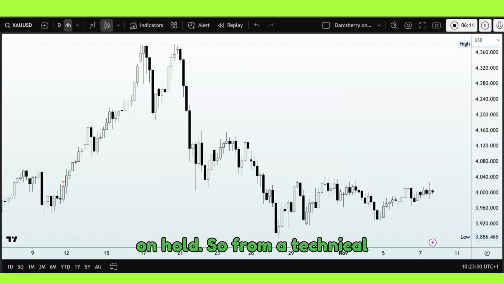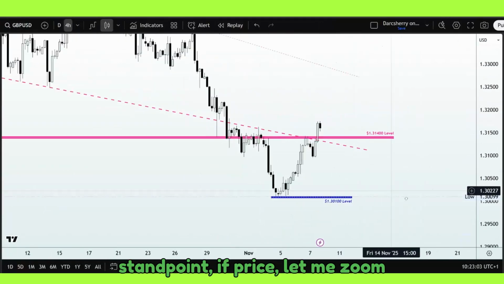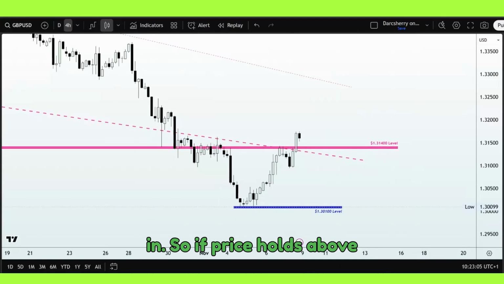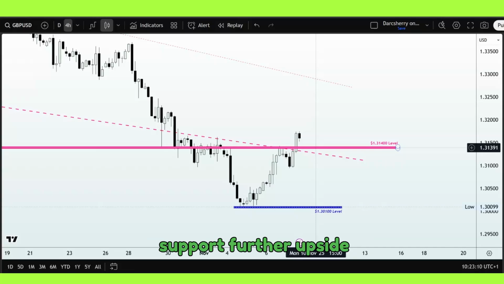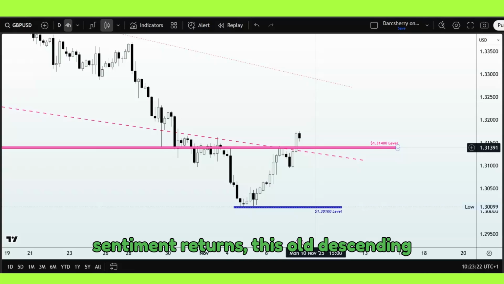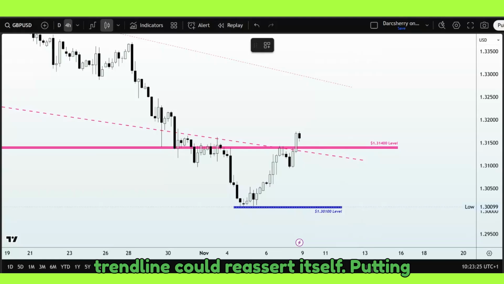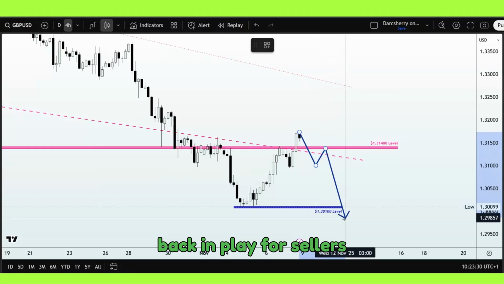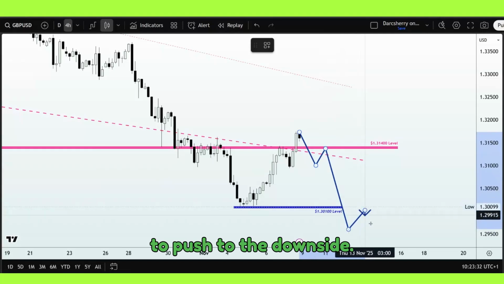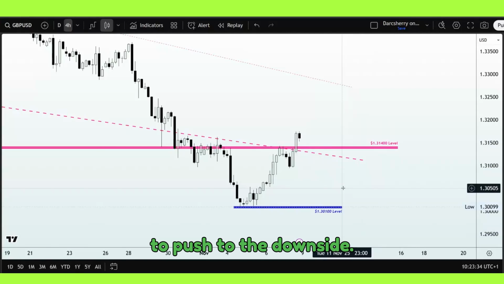So, from a technical standpoint, if price holds above the 1.314, those figures could support further upside as traders reprice growth and labor data. But if the data disappoints or risk sentiment returns, this old descending trend line could reassert itself, putting the 1.3100 level back in play for sellers to push to the downside.